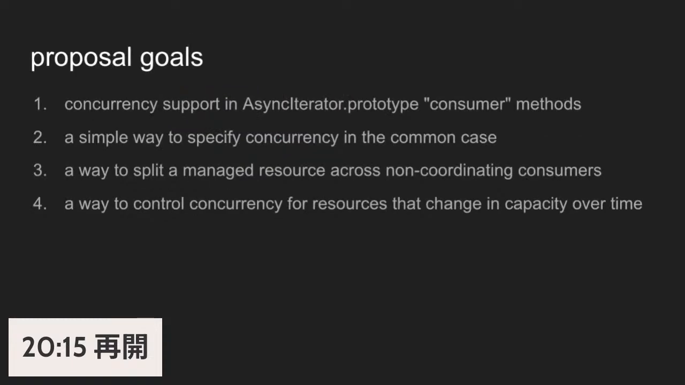And then lastly, we have a goal that there are some resources which have more complex concurrency constraints than just a semaphore, a counter. So things that can change over time. As an example, we have resources with anti-dogpiling features on a network request.